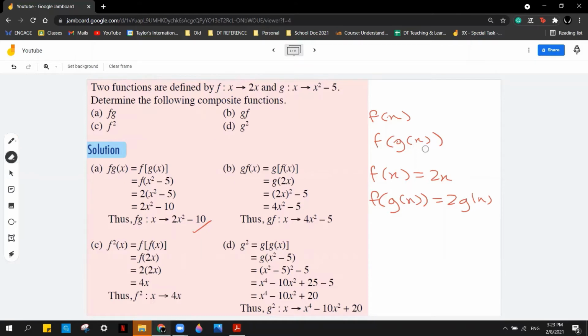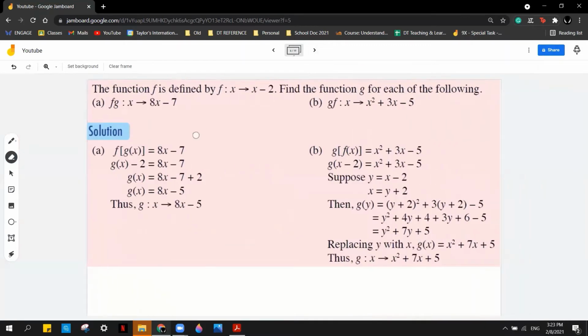But this is not our concern, is it? Let's look at our main concern. How do you find the other function? Let's have a look. They gave you fx, and they're asking you to find the function g. Here the g is on the inner part and here the g is on the outside function. That means g is carrying the fx.